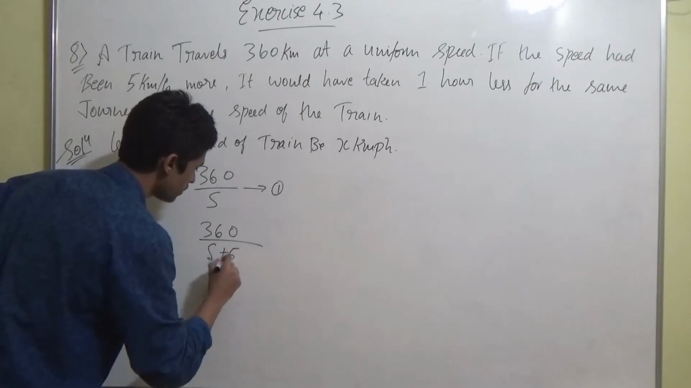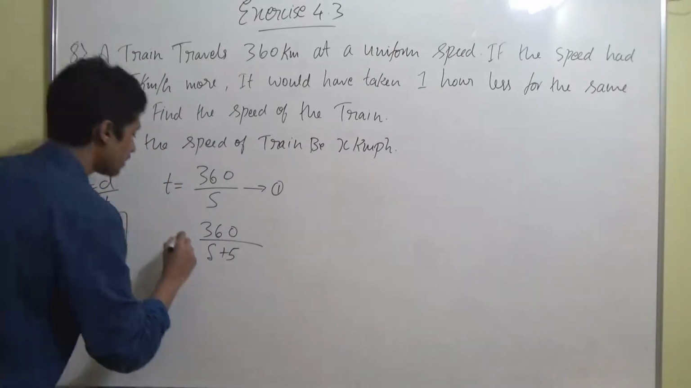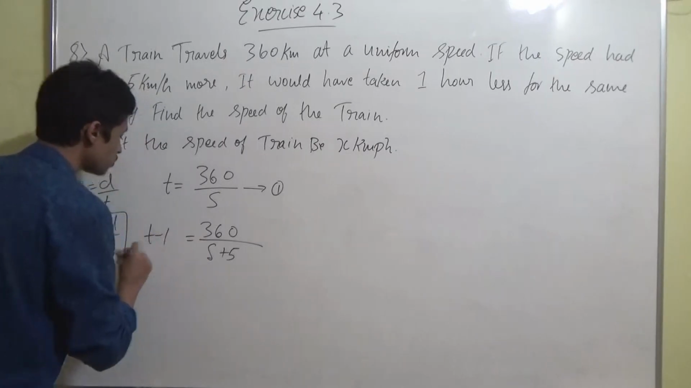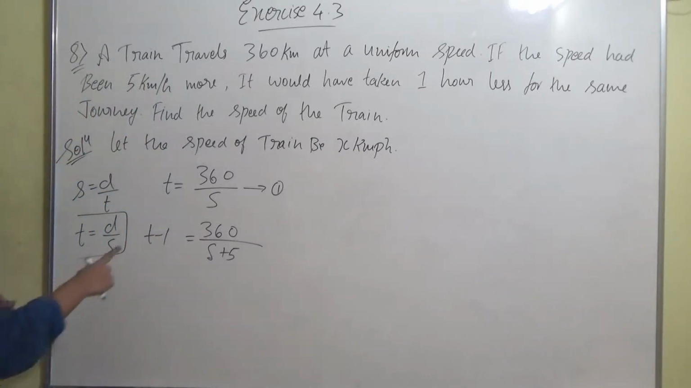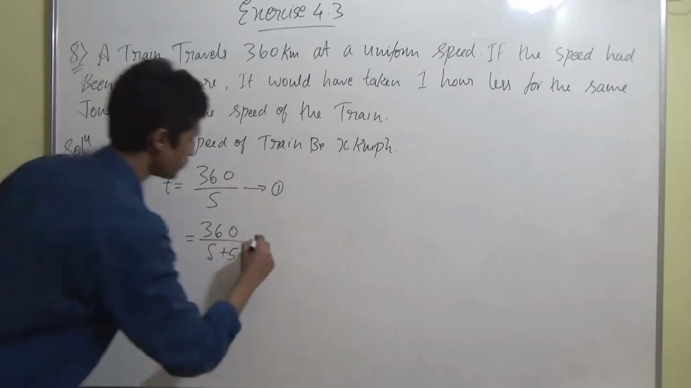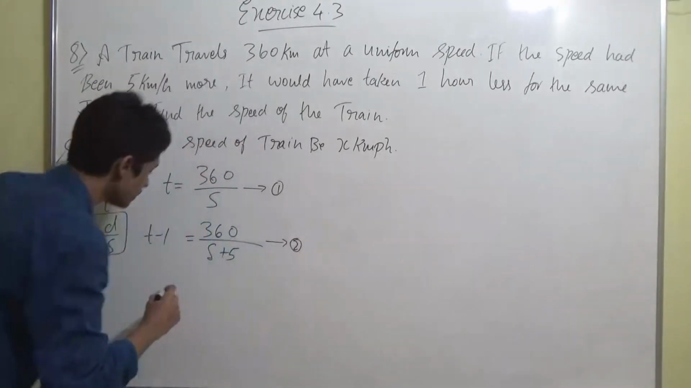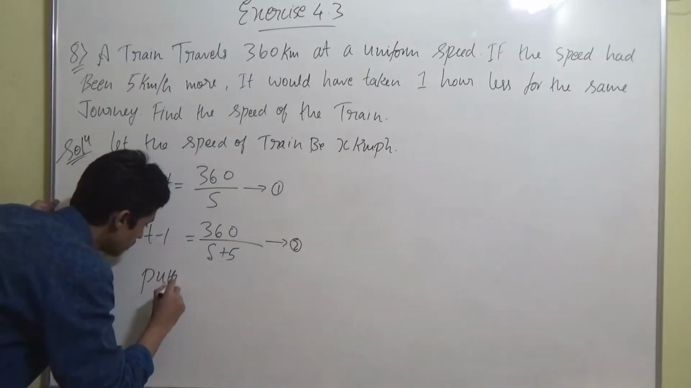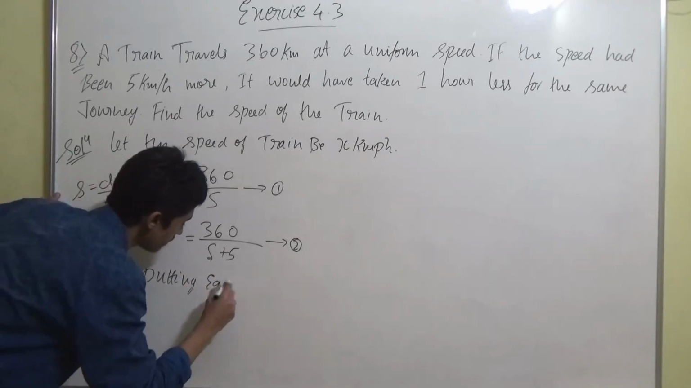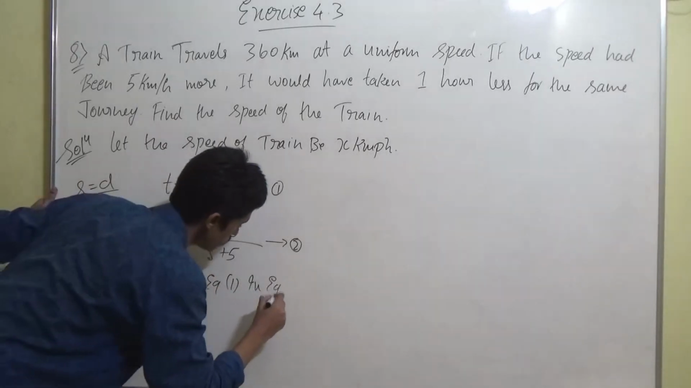If it is 5 km per hour more, the time would have taken 1 hour less. That is, it would have taken t minus 1. Getting it, guys? T minus 1. This is equation 2. Now what we'll do, putting equation 1 in equation 2.